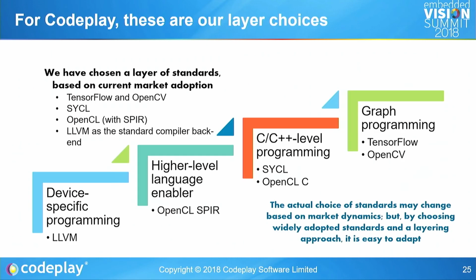So this is our approach. We use LLVM at the bottom. That's the standard compiler for all of this stuff. I think pretty much everyone uses that. We then use OpenCL SPIR, which then allows you to build other compilers on top. And in some cases, we use SPIR-V, which is the newer one, which is better. We then use SYCL and OpenCL C. SYCL is our C++ model. OpenCL C is our OpenCL C model. That's pretty standard. And then at the top, we enable TensorFlow via SYCL, and we enable OpenCV and various other things via OpenCL. So this is what we've chosen as our layers, and we have chosen these as standards, because they seem to be the most widely adopted standards that give you what you need.